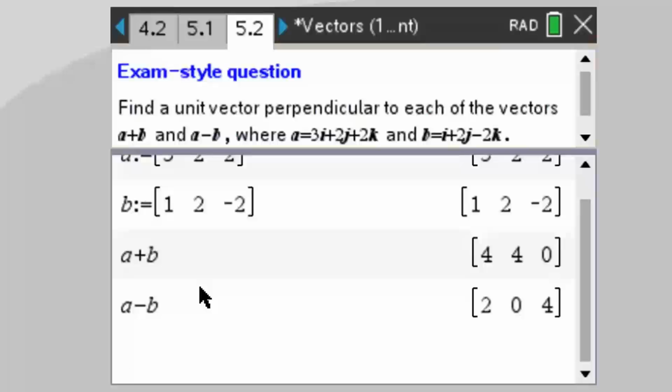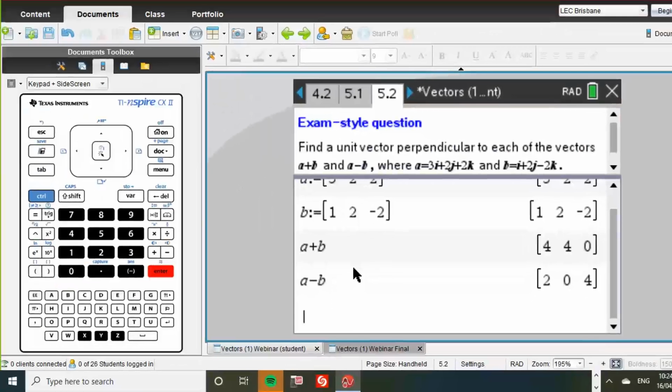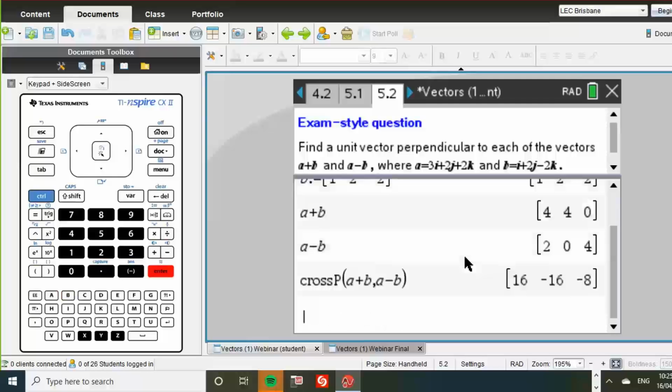Now what we want to do is first of all find a vector which is perpendicular to those two. So we're going to have to use the cross product. If I type in CROSSP, rather than getting it from the menu, that is how you obtain the cross product command. Then open bracket, and if we type in A plus B, comma, A minus B, and press enter, that gives us a vector which is perpendicular to both those two vectors, mutually perpendicular.